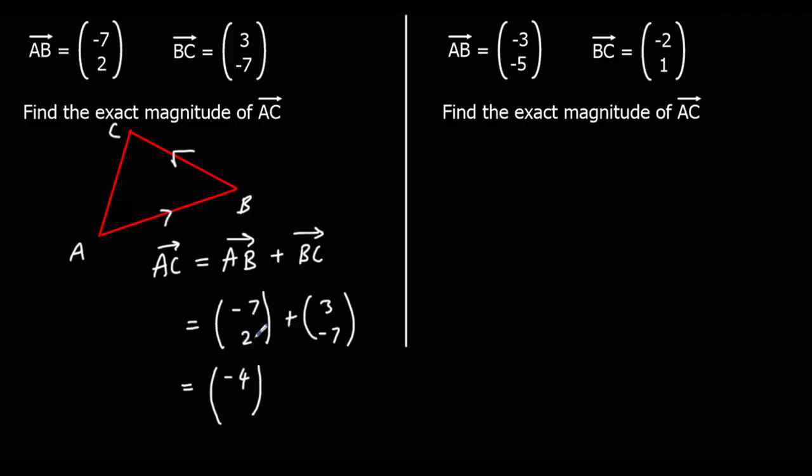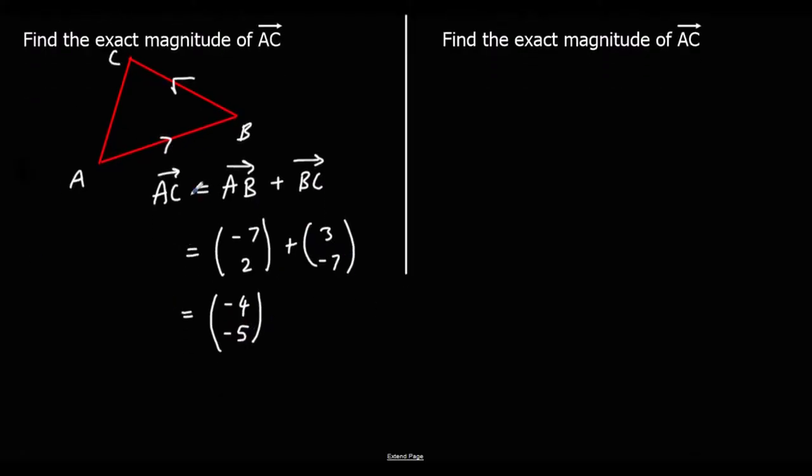And in the y direction, we went 2 up, 7 down. 2 take away 7 is -5. So in total, we went 5 down. So AC can be written as (-4, -5), which is 4 left, 5 down. It doesn't really matter which way we're going. We've got two sides of the triangle, which are 4 and 5. And we need the hypotenuse.